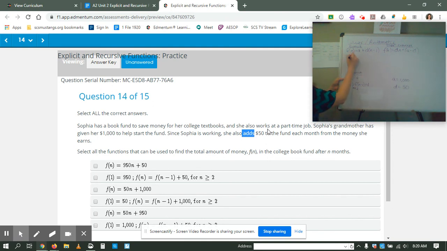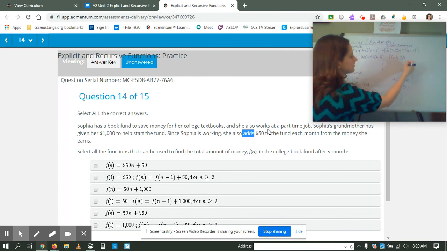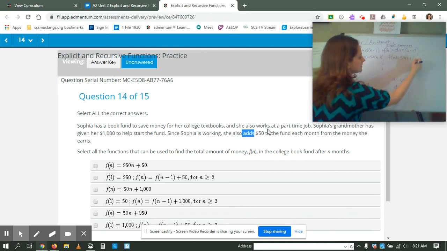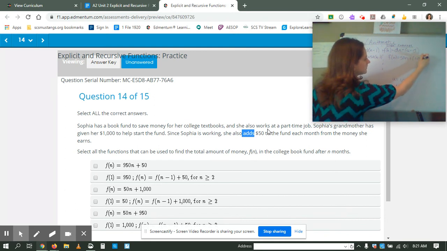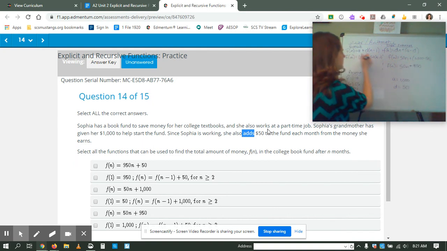So I've got f of n is equal to A. A is 1,000 plus D, which is our 50, times n minus 1. So that's going to be one of our equations that I'm going to look for here in a second. And then we could also have f of n is equal to 50 times n, the n stays in there, plus A minus D, or 1,000 minus 50. So I'm going to simplify just in case that's one of our options, is equal to 50n plus 950. So these are possible answers that I could be looking for.